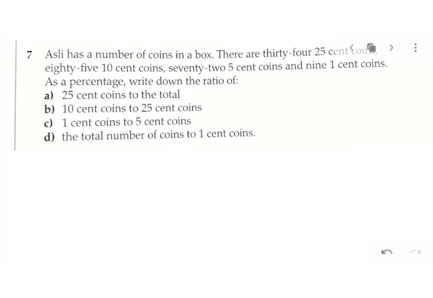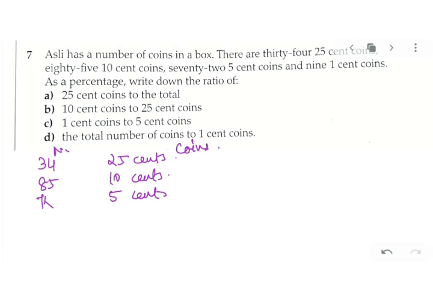Next is Ashley has a number of coins in a box. There are 34 coins of 25 cents. I'll write it here. 85 10-cent coins, 72 5-cent coins. These are the coins, and these are the number of coins.